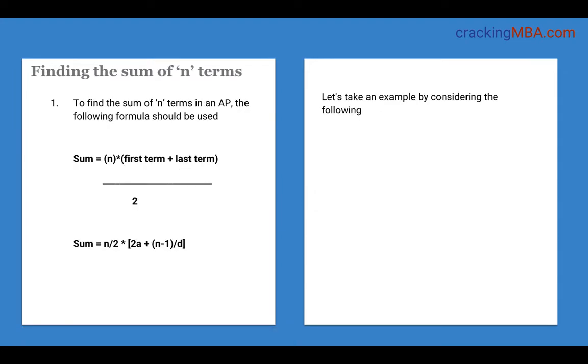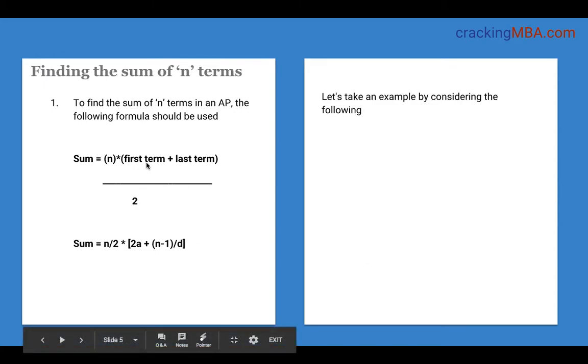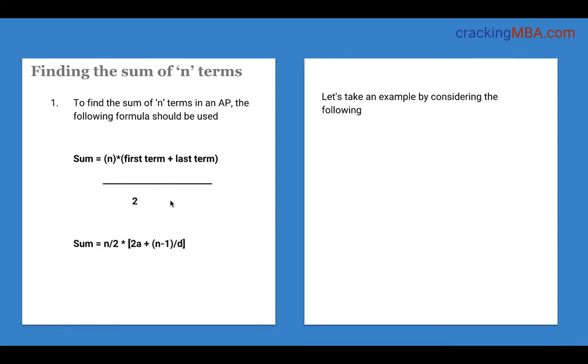Now let us calculate the sum of n terms of an AP. If you want to calculate the sum of n terms, there are two formulae. One is n by 2 into a plus l, which is the first term plus the last term. That is a simple formula. The other one is n by 2 into 2a plus n minus 1 into d.